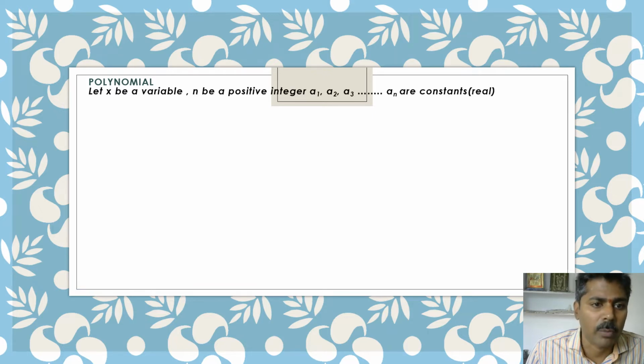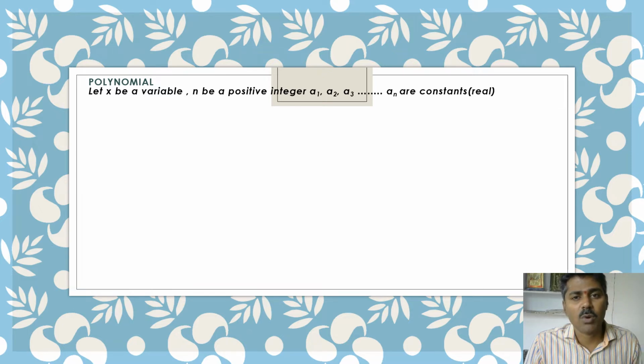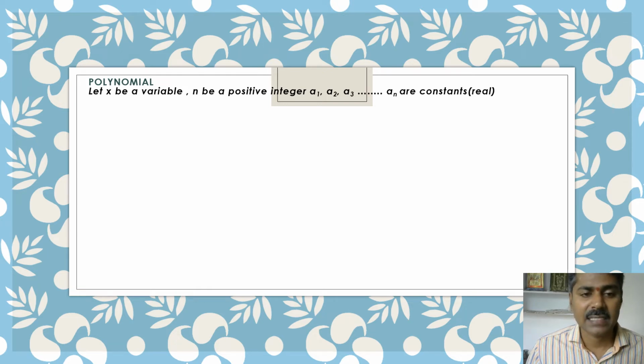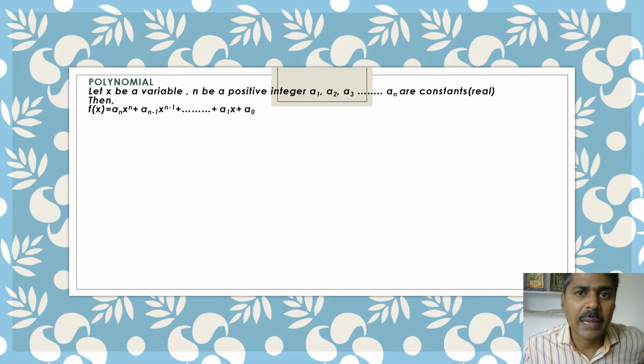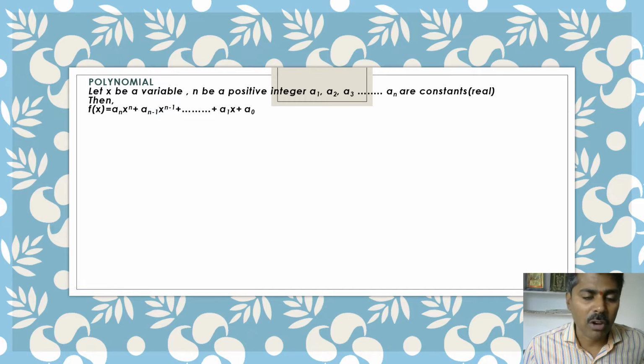What is a polynomial? Let x be a variable, n be a positive integer, and a1, a2, a3, and so on, an are constants. That means real numbers. Then an algebraic expression in variable x in the form of an x^n plus an-1 x^(n-1) plus and so on, a1 x plus a0 is called a polynomial.